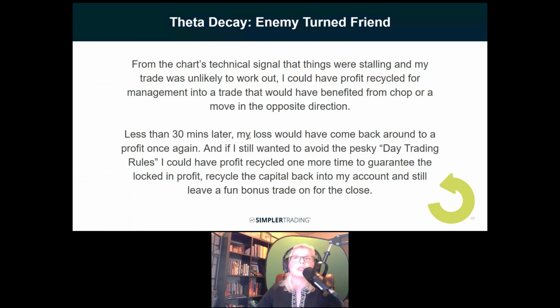Now, as you guys know, in a smaller account, we're still limited by the day trades. So if I had wanted to avoid the pesky day trading rule, or maybe you're just one of those people who, like me, also like to set up bonus trades, even if you're in a larger account, you could have then profit recycled this trade one more time to guarantee that locked in profit, recycle all of the capital back into the account, and still leave on a fun bonus trade for the close. So there are other ways to profit recycle once again to have things match with the chart pattern rather than leaving it out on the table, or worse, adding more money into something that is not matching the technicals anymore.